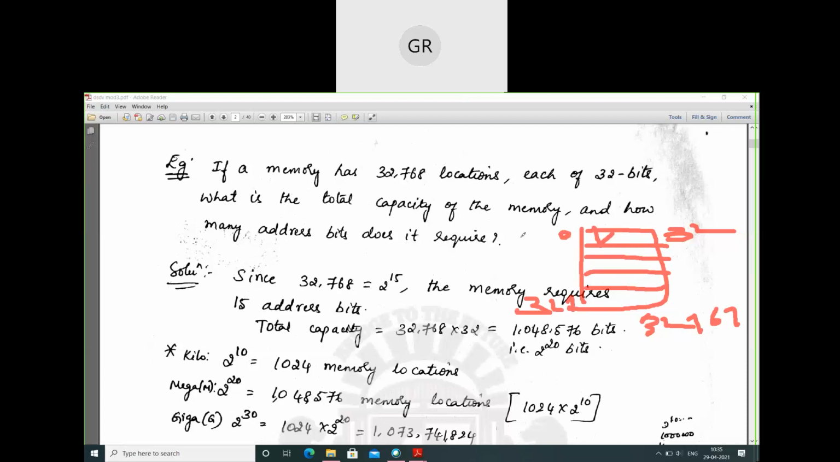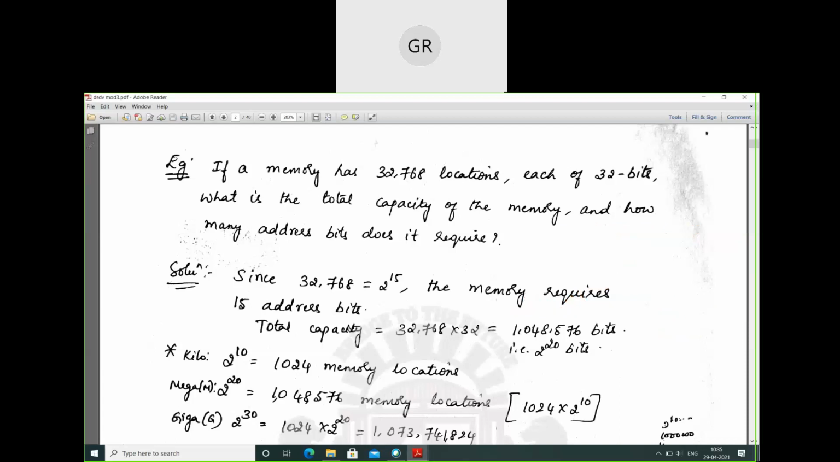The memory requires how many address bits? 15 address bits. How many locations? 32,768, which is equal to 2 to the power of 15. That power is the 15 address bits. Okay, the total capacity.